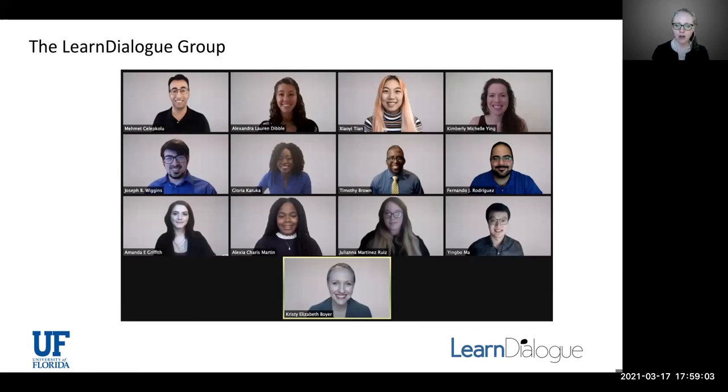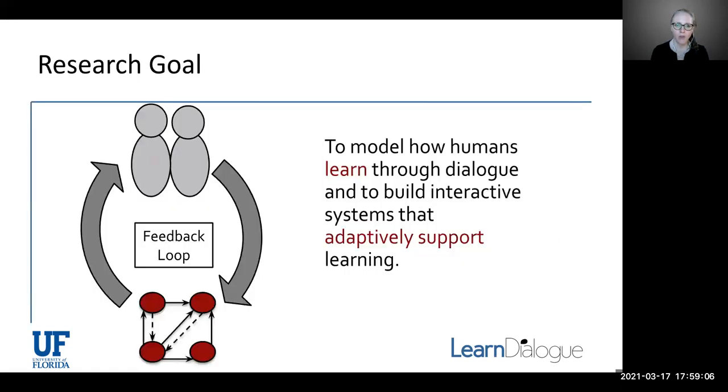And we focus specifically on the domain of computer science learning with the research goal of modeling how humans learn through dialogue and how to build interactive systems that adaptively support learning. And we treat this as a feedback loop. So we often collect data on how humans do something, either with a novel technology that perhaps isn't adaptive yet, or just in the wild, how they naturally do things before we even have developed the tool or technology that we have in mind. And then we build computational models of that dialogue, use them to inform the system that we build, and then investigate the entire ecosystem that includes the prototype system and the humans again.